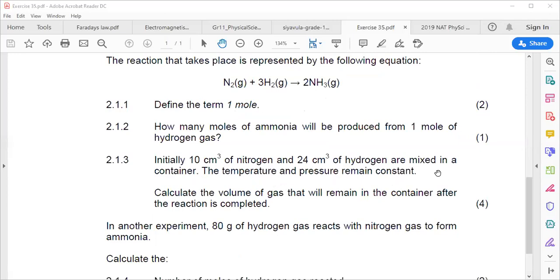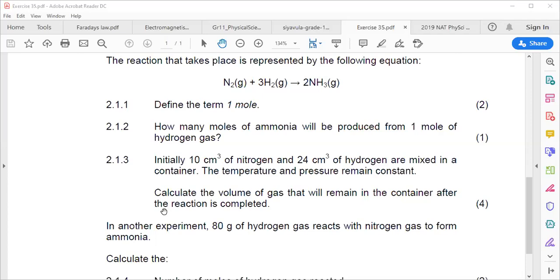This does not tell us whether it's at STP or not. It's just saying the temperature, wherever it is, it remains the same. We don't know what temperature it is, but it remains the same. And for sure, it's not STP. Right? Pressure also remains constant. Calculate the volume of the gas that will remain in the container after the reaction is completed.